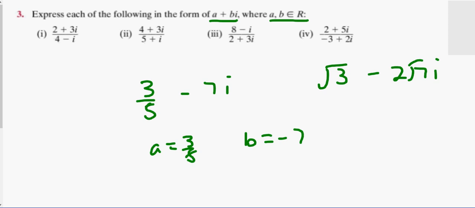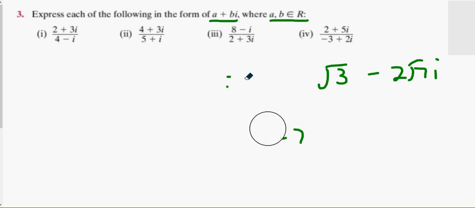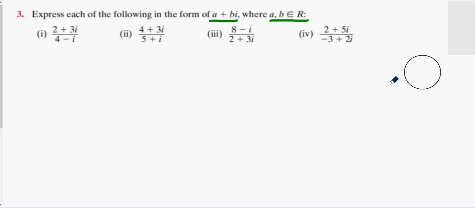You're not allowed to have an i value on the bottom. So for example, if I had an i on the bottom, that's not an element of R. So we have to get rid of the i values on the bottom. And there's one way you get rid of i values on the bottom, and it's the same every time. Okay? You look at the one on the bottom.